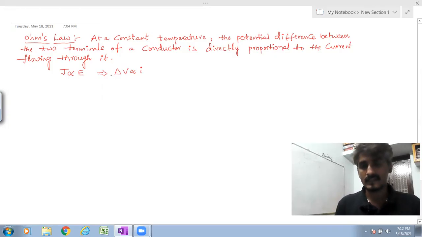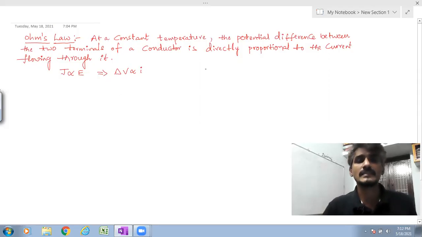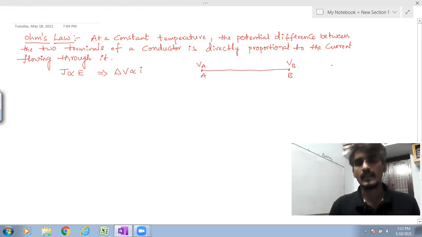Okay, delta V, it's not potential, it is potential difference. Potential difference is directly proportional to current. Now, for example, if we take a wire, if there exists a potential difference between these two terminals of a wire, let us consider the potential at point A is VA and the potential at point B is VB. Then what is the potential difference that exists here? It will be VA minus VB.